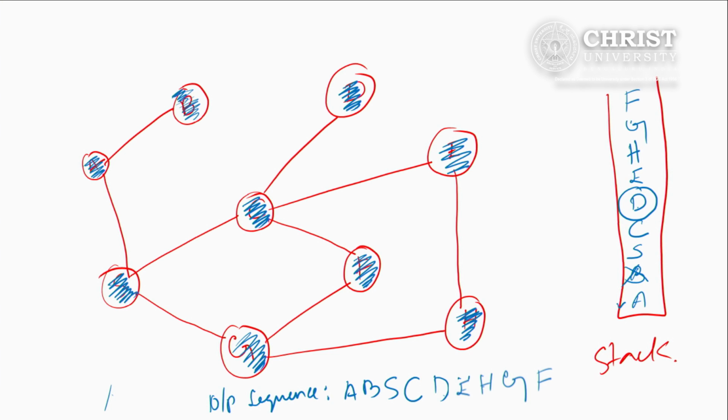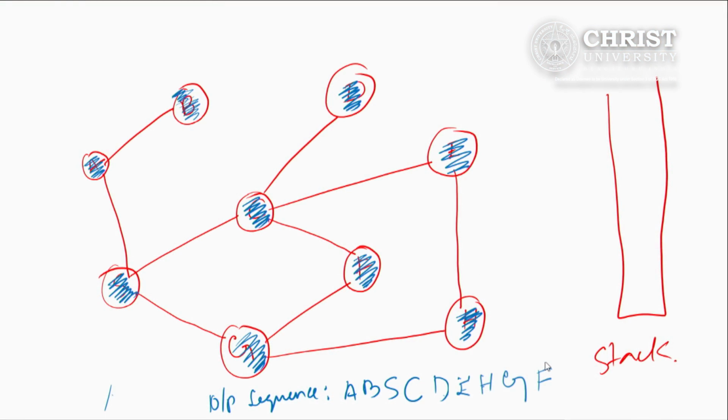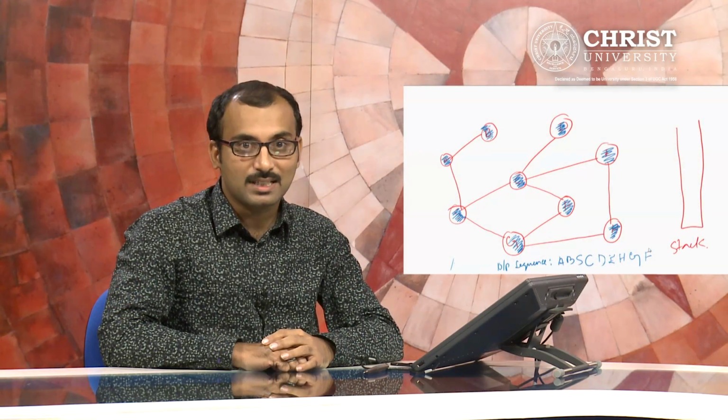Now, F is the top symbol of the stack and F has both G and C as visited adjacent nodes. We will pop it out, similar to the case of G, H, E, C, S and A. We will pop them out. That is it, the stack is empty. This signals the algorithm to stop, and this is how the depth first algorithm works. You can see the output sequence produced by the depth first search algorithm here: A, B, S, C, D, E, H, G, F. Hope you understood the concept of depth first search.